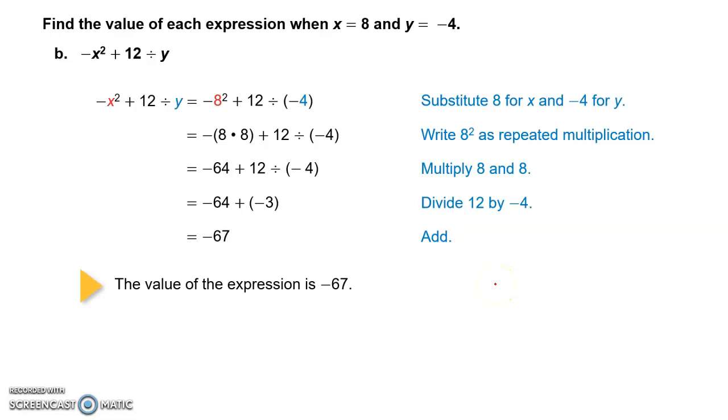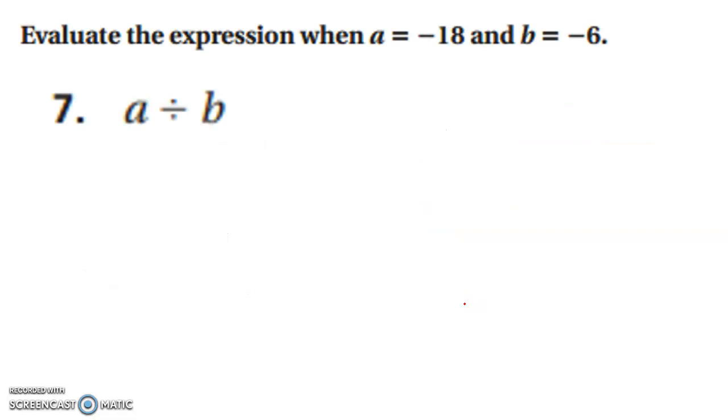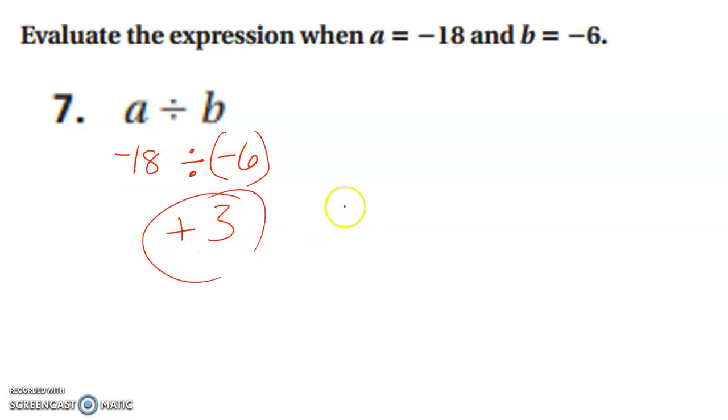All right, so let's go ahead and turn the page and let's try some. So A divided by B. So you're going to plug in A, which is -18, divided by B, which is -6. And I put parentheses around it. So on division, two negatives make a positive. And then 18 divided by 6 is 3. So +3 or just 3. Same thing.